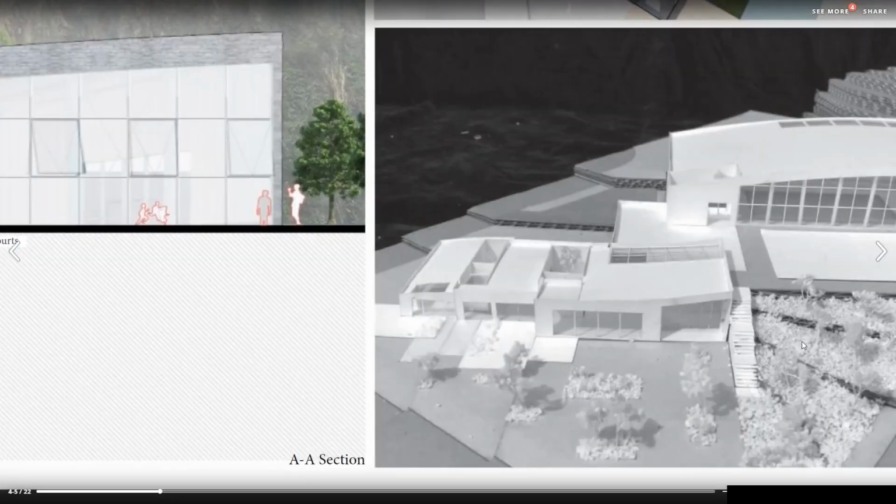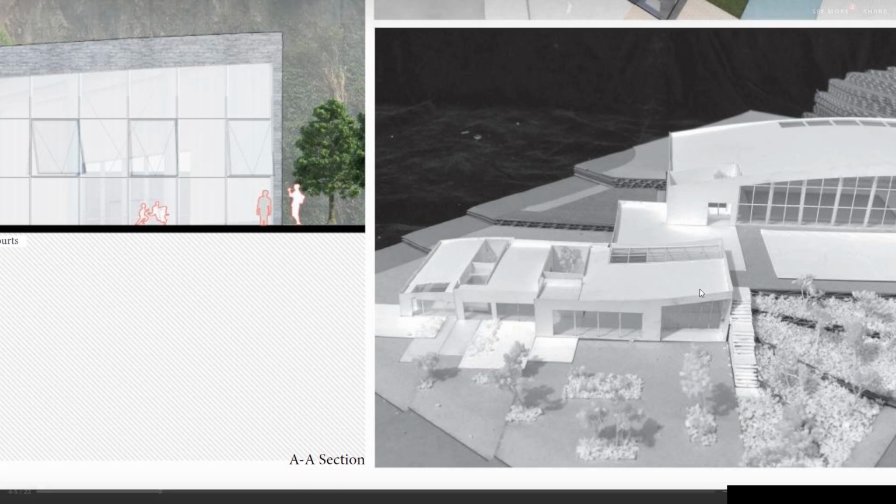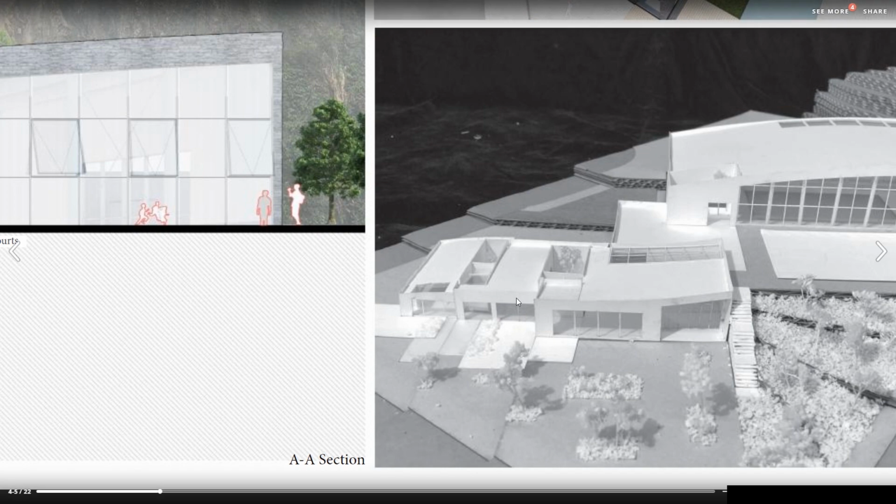Yeah, this model is fine. I don't know anybody who builds physical models anymore, but it's nice to be able to see that, to get a feeling for the space.